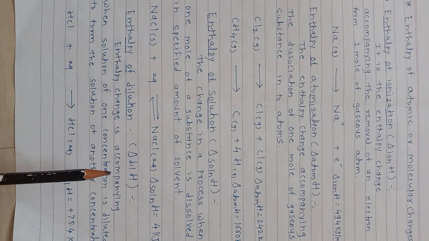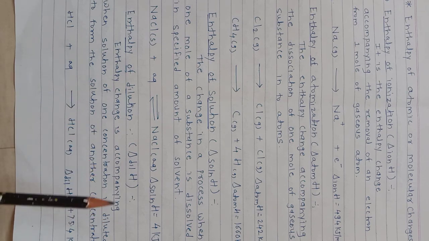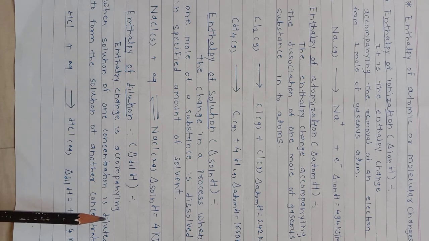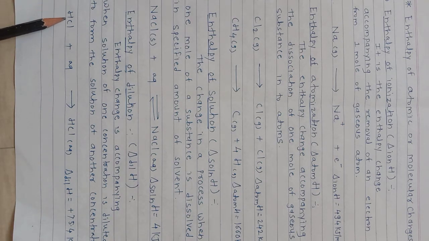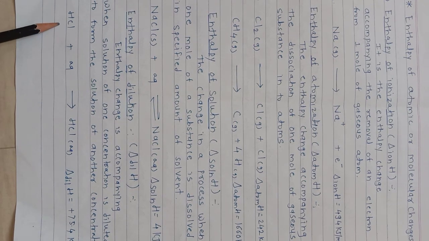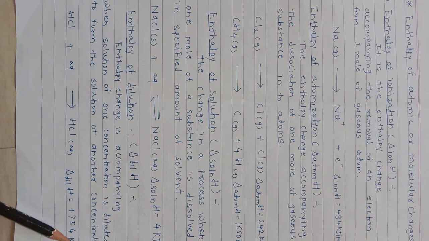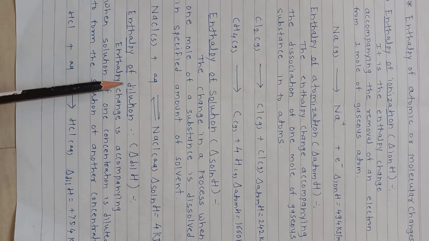Enthalpy change is accompanied when a solution of one concentration is diluted to form a solution of another concentration. Means the concentration change process is possible in this enthalpy of dilution. Conversion of one concentration into another concentration is nothing but the enthalpy of dilution. For example, HCl is concentrated, then add water to form dilute. The concentration is different. Therefore, delta dilute H requires plus 75.4 kJ per mole enthalpy. This is nothing but the enthalpy of dilution.